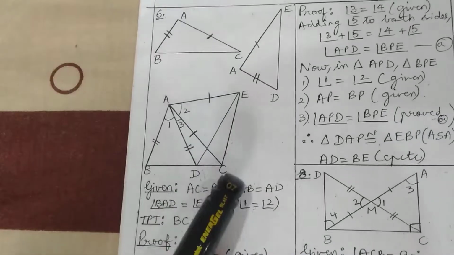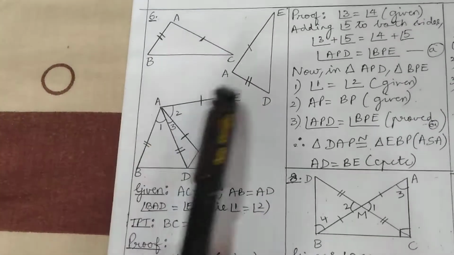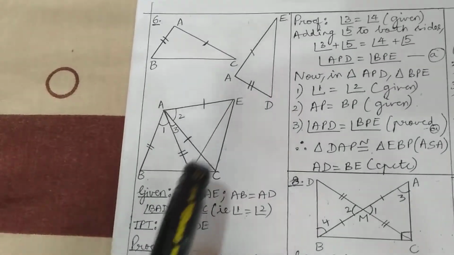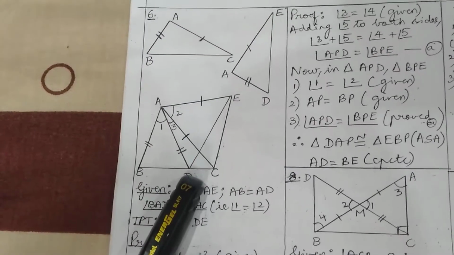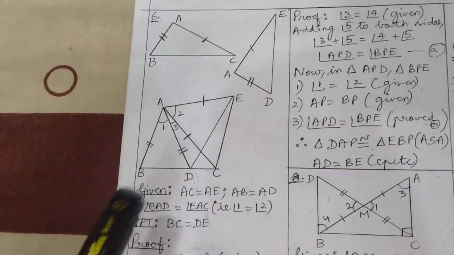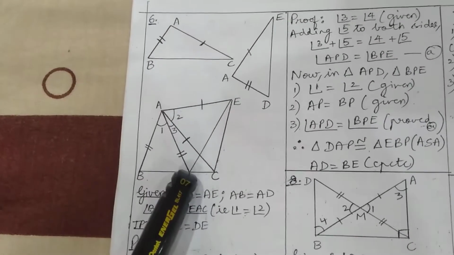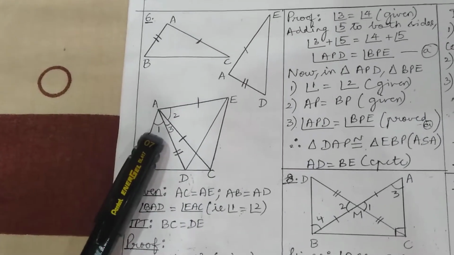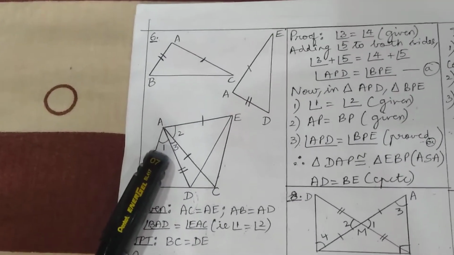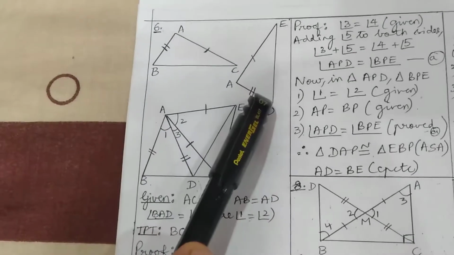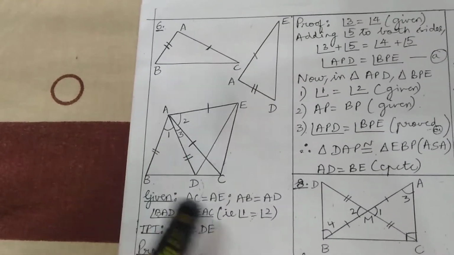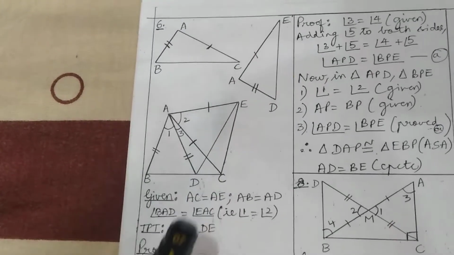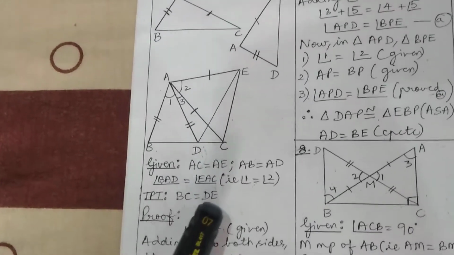We are given that AC equals AE. Also AB equals AD, and angle BAD, which is marked angle 1, is equal to angle CAE, which is marked angle 2. So given this information, we need to prove that BC equals DE.